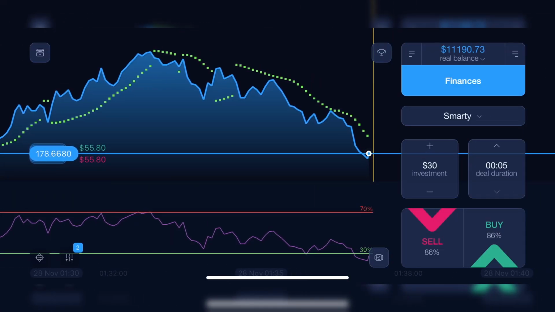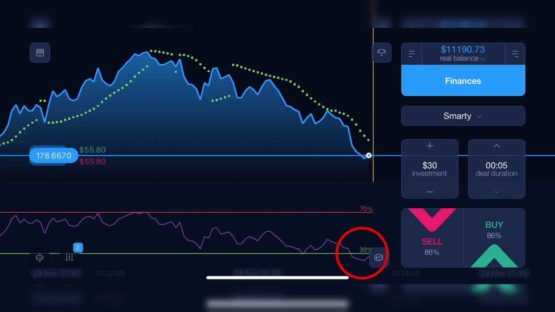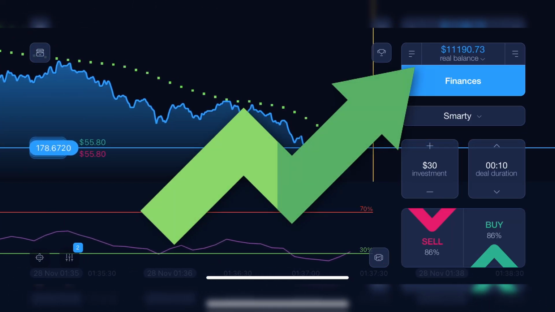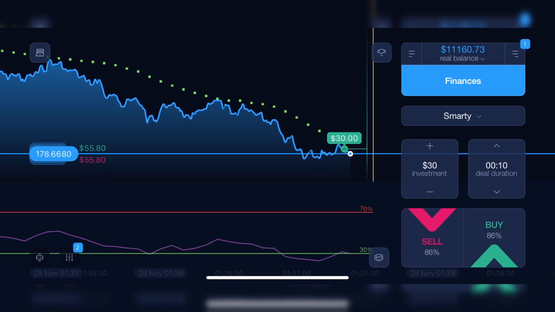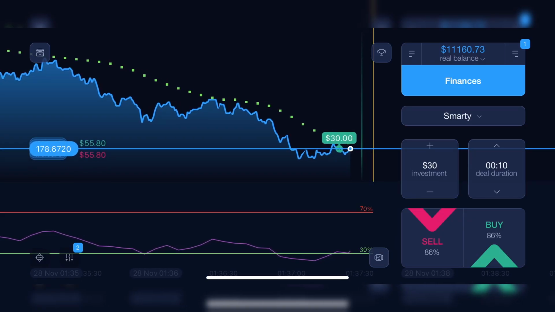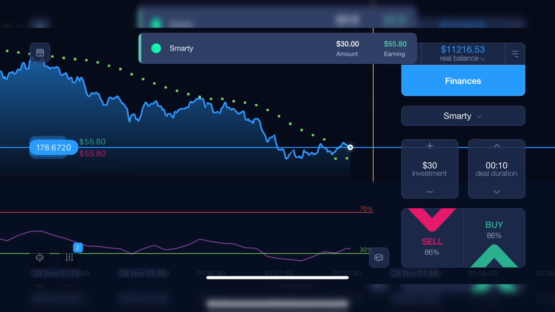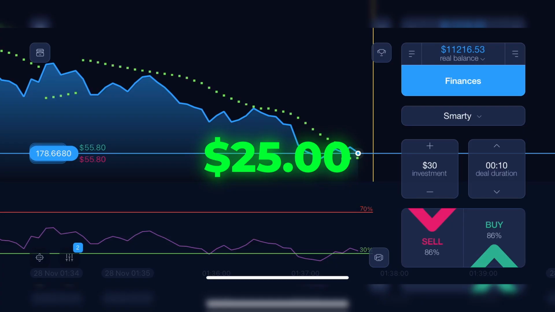In the RSI indicator, we can see that the market is currently in an oversold state, meaning the market has a high chance of going for an upward trend. So, I'll place a $30 buy trade on the market. As predicted, the market went up and I got a profit of $25.